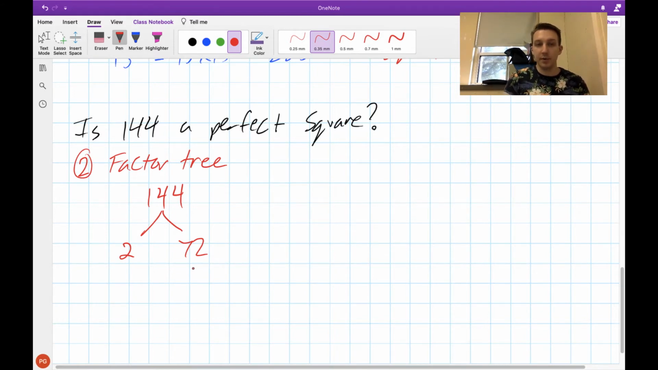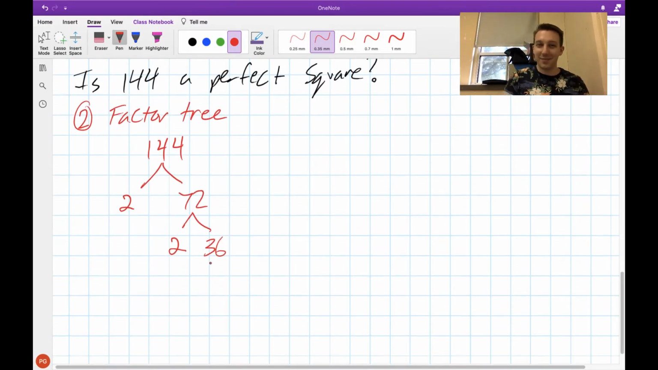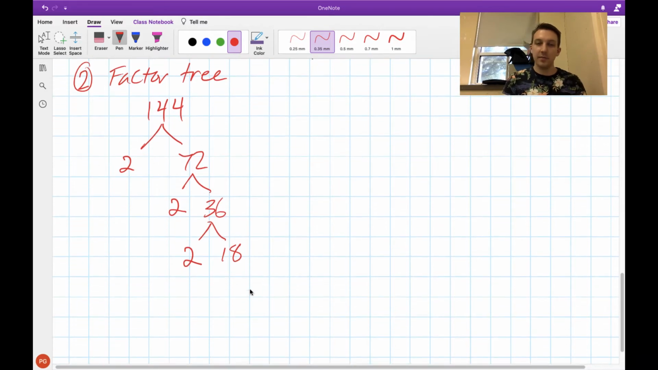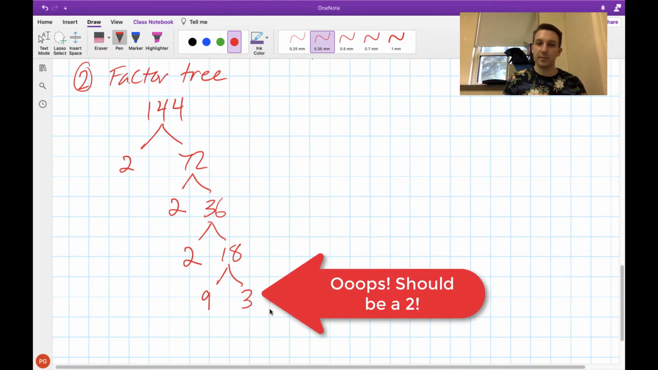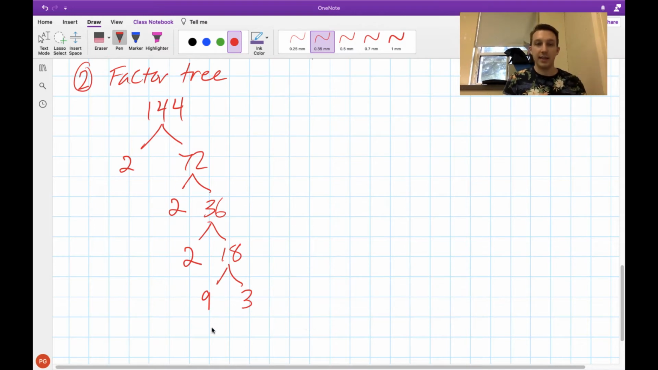Again, this is an even number, so I can divide it by 2. And then whatever's left, this would be 36. We got another even number, so let's divide it by 2 again. Divide 36, we'll get 18. Divide by 2 again, and we'll get 9. From here, I know that 9 can be divided by 3, which gives us a result of 3. Now, 3 I can't divide anymore, but 9 I can. I can divide that into 3 and 3.